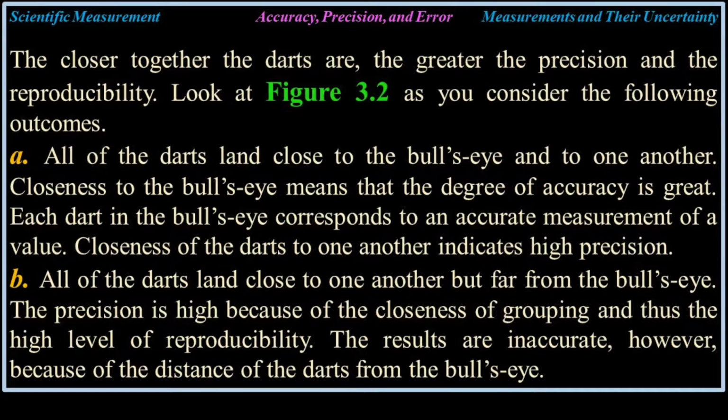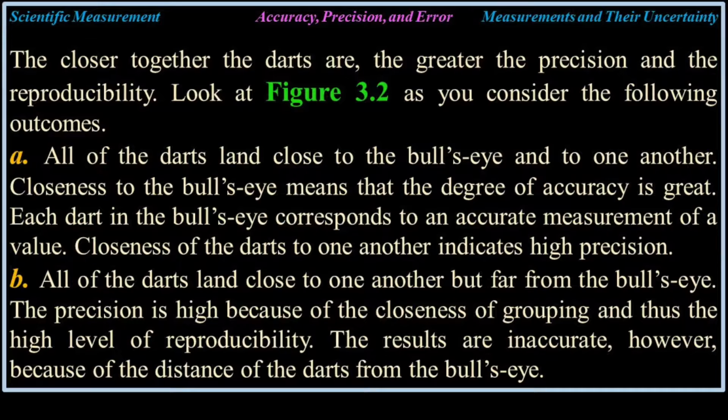The closer together the darts are, the greater the precision and the reproducibility. Look at figure 3.2 as you consider the following outcomes. A, all of the darts land close to the bullseye and to one another. Closeness to the bullseye means that the degree of accuracy is great. Each dart in the bullseye corresponds to an accurate measurement of a value. Closeness of the darts to one another indicates high precision.